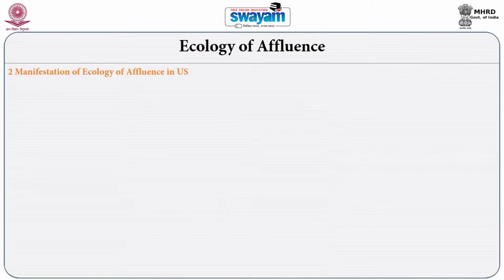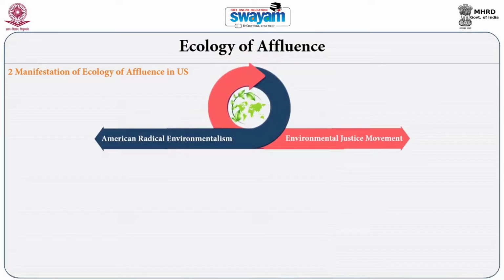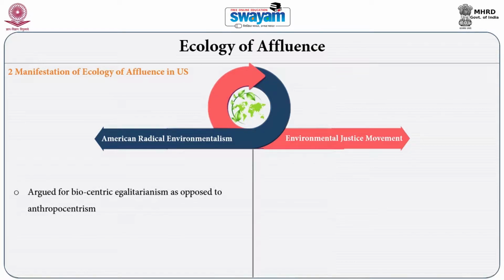Ecology of affluence in the American context manifests itself through two important aspects. One is the emergence of radical American environmentalism, which argued for a biocentric egalitarianism, as opposed to anthropocentrism. This biocentric egalitarianism pointed out that human beings are just one element in the ecosystem, and therefore different elements of the ecosystem have an equal share on the earth. Human beings are not superior, so they cannot claim a superior share on planet earth.